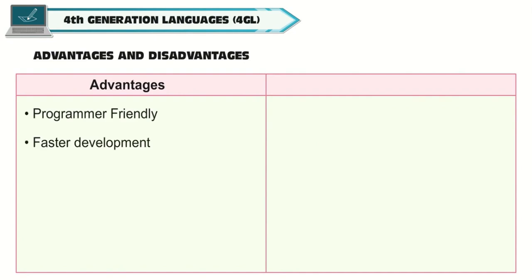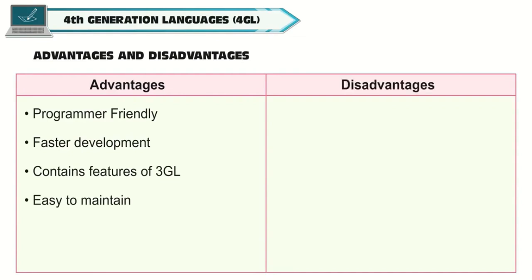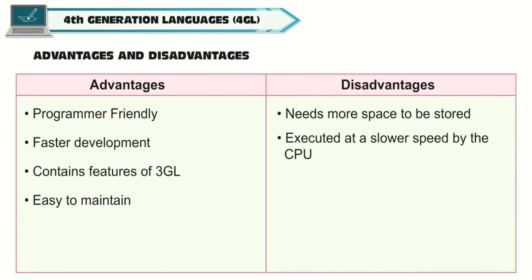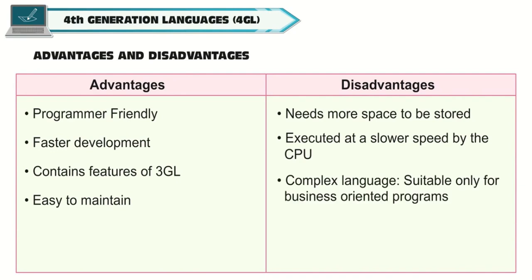Advantages and disadvantages. Advantages: programmer-friendly, faster development, contains features of third-generation languages, easy to maintain. Disadvantages: needs more space to be stored, executed at a slower speed by the CPU, complex language, suitable only for business-oriented programs. These are the properties of the computer programming languages.